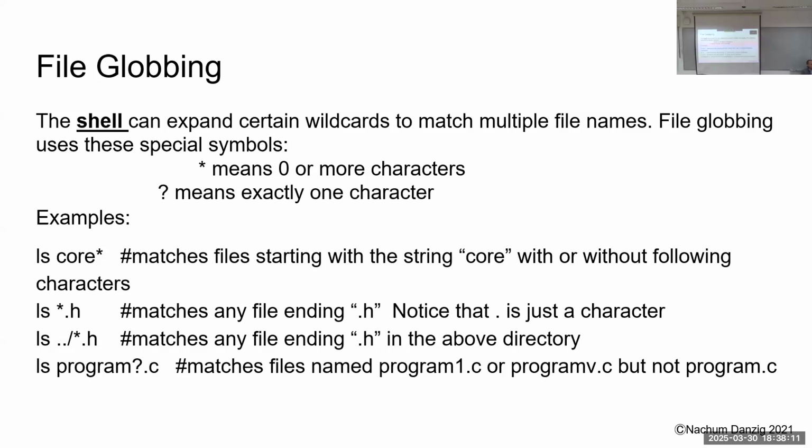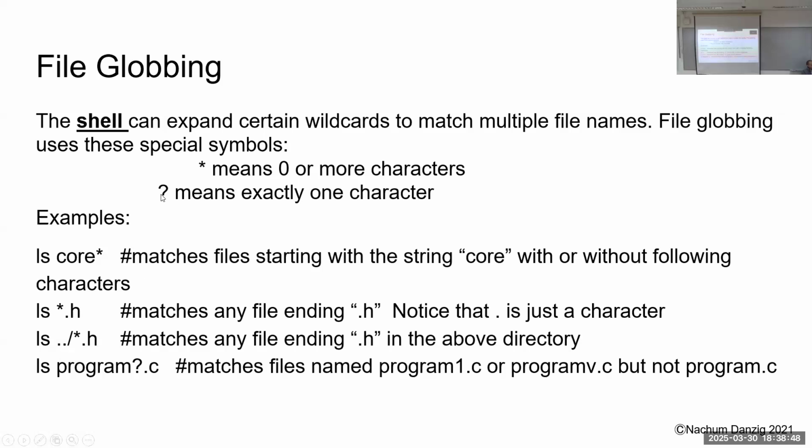All right, the shell can expand certain wildcards to match multiple file names. It's called file globbing. Use these symbols, basically just 2 symbols. And they are star, which means 0 or more characters. That's an infinite number of characters. So if I write, for example, ls core star, it means anything that starts with the word core. It could be core1, core2, it could be core breakdown. It could be anything that starts with the letters core. It's a wildcard.